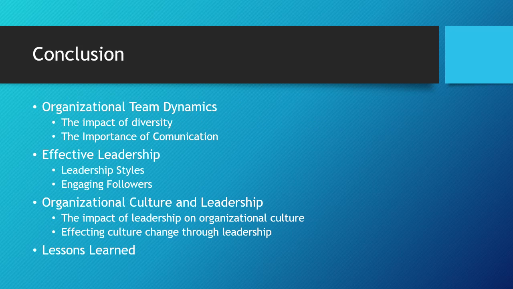So we conclude this presentation by looking again at some of the things we talked about. We talked about organizational team dynamics, the impact of diversity, the positive and negative impacts of diversity or a lack of diversity, the importance of communication, two-way street communication, again, for lack of a better term, some effective leadership concepts, leadership styles, the multitude of styles and how there's no one-size-fits-all approach. We talked about how to engage followers for maximum productivity. And we talked about organizational culture and leadership, the impact leadership has on culture, and how to affect cultural change through leadership, before we finally looked at some lessons learned over the course of our experience at CSU Global.